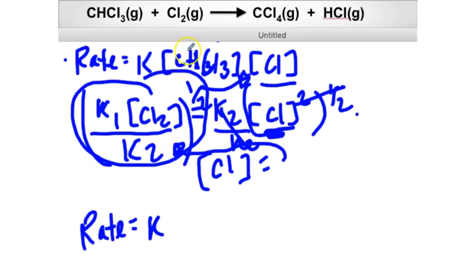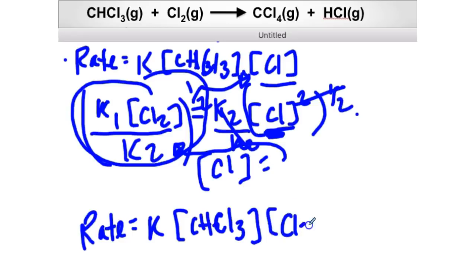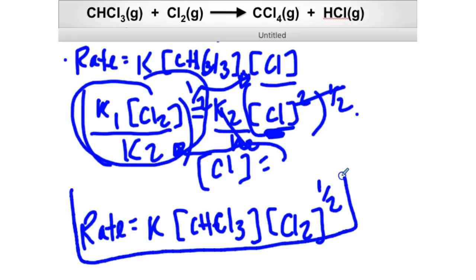And again, we're keeping CHCl3 because that is part of the overall reaction. It is part of the rate determining step. We wanted to substitute in for Cl. We wanted to get rid of it. We wanted to do that using the equilibrium. And so now I'm going to have Cl2 there instead. Cl2 to the half power. So the half power does not disappear. And so this is going to be your new rate law.